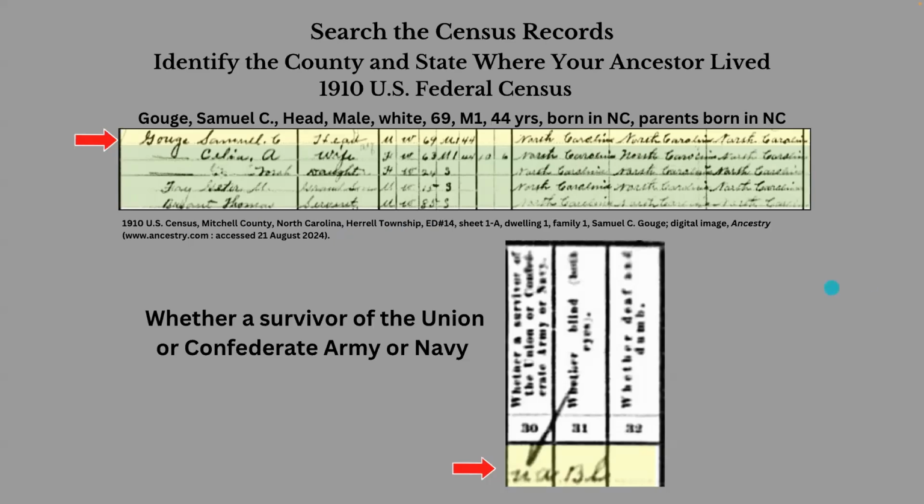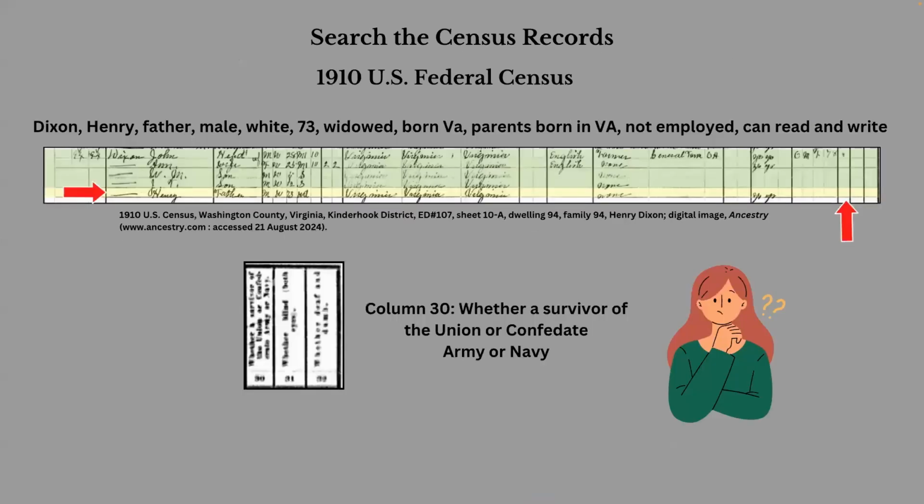Now, in this census, the enumerator asked in column 30, far to the right, whether a person was a survivor of the Union or the Confederate Army or Navy. And notice that the enumerator wrote down he was part of the Union Army, but also wrote down that he was blind. And that was something that my great aunt told me, that Samuel Casson Gouge was blind when she knew him as her granddaughter. This corroborates what my great aunt told me.